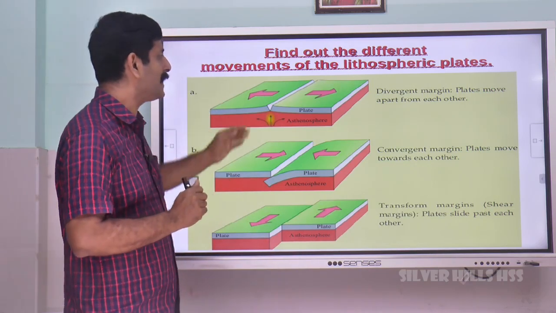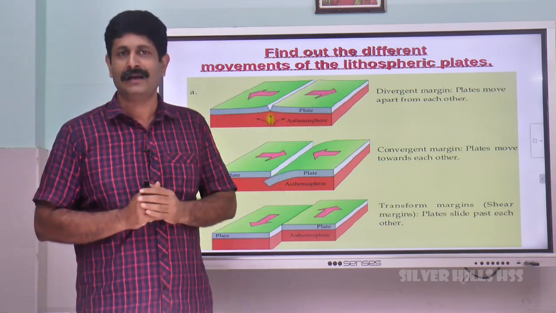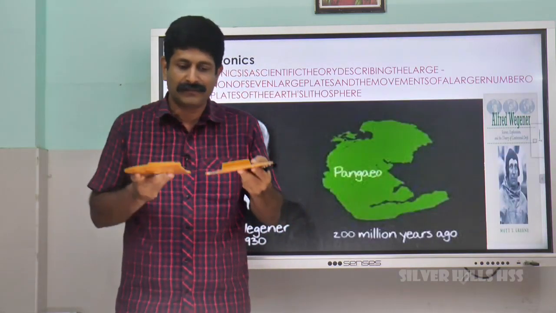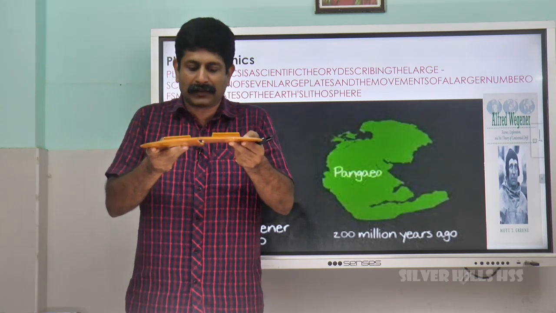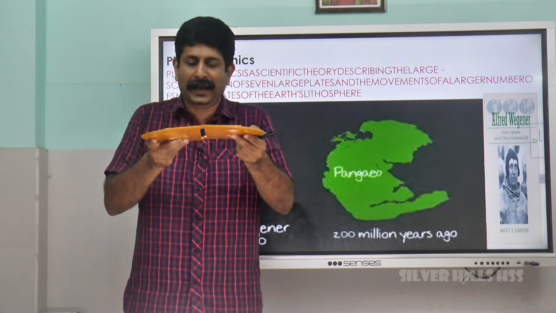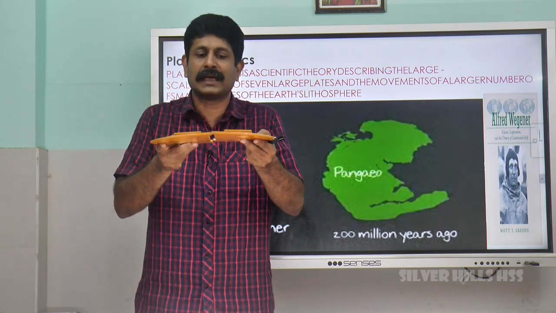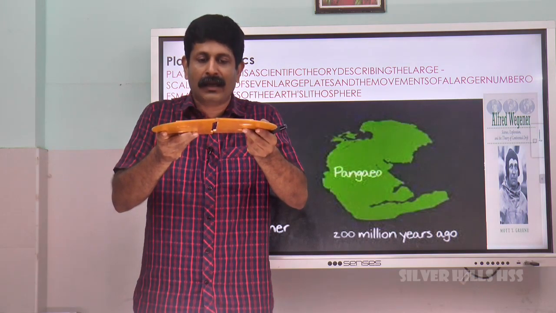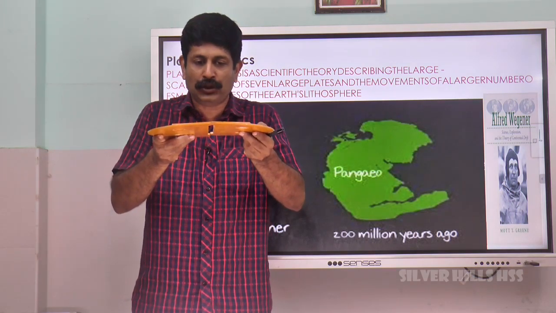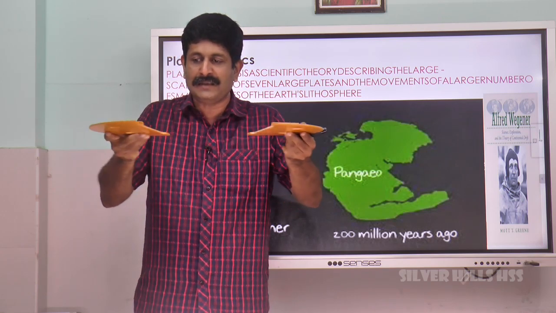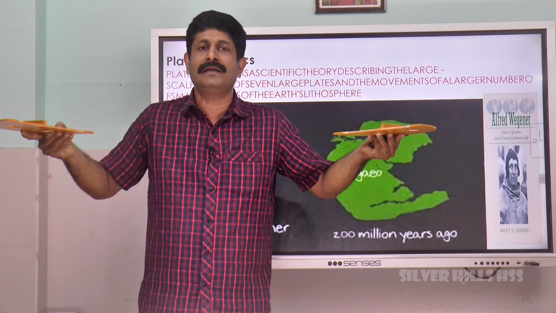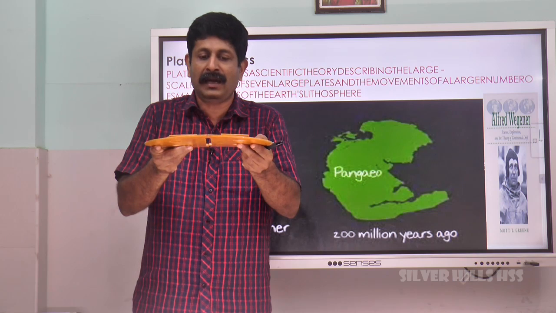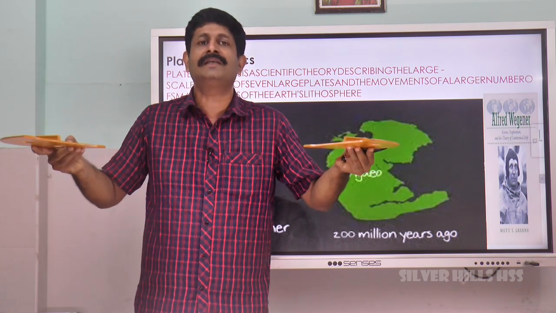The first movement we can observe is divergent, moving apart. For example, there are two plate margins. If something happens beneath the Earth's interior, these two plates move apart. This movement we call divergent movement. Because of movement inside the earth, if the plates are moving apart, we call it divergent movement.